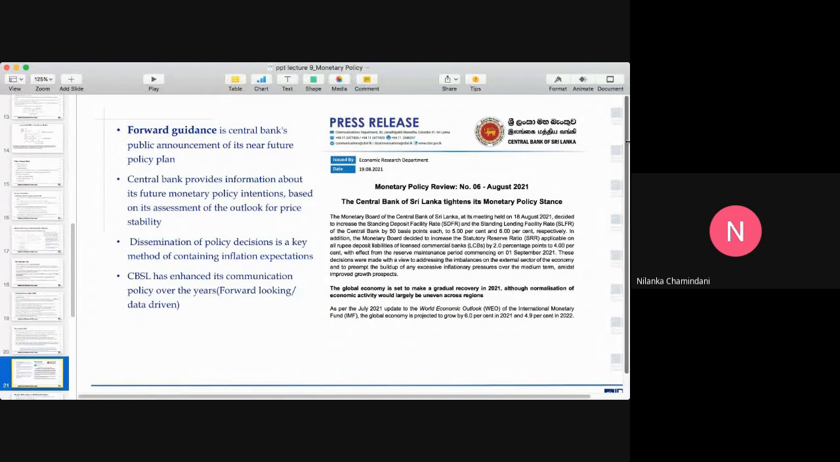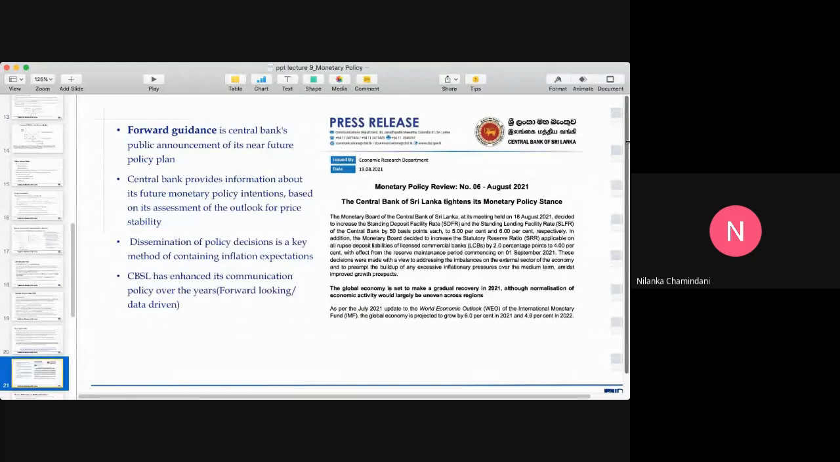So the central bank provides information about its future monetary policy intention based on its assessment of the outlook for price stability. Here you can see the press release, this is the latest press release issued by the central bank.